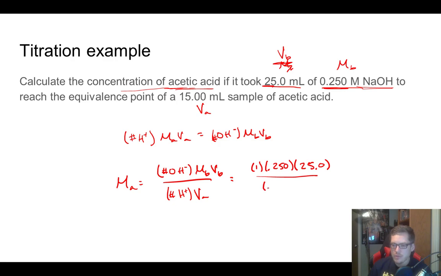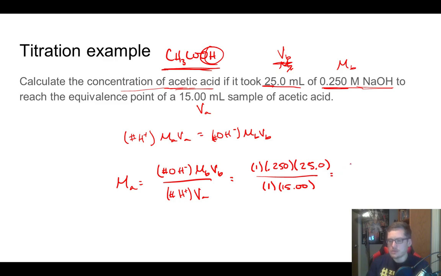Now we have to figure out how many hydrogens this has. Well, this is acetic acid. You should remember acetic acid looks like this. We talked about how this guy is a monoprotic acid. Remember, the H's on this CH3 are not acidic because they can't get pulled off, but this hydrogen can get pulled off. So this has 1 acidic proton, so we'll say it has a 1 there, and then the volume of the acid is 15.00.